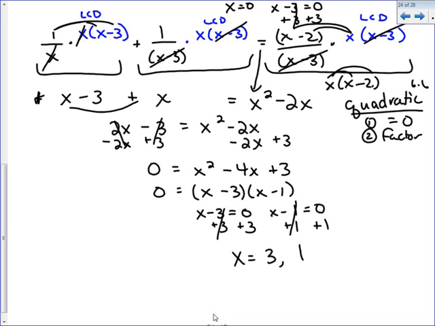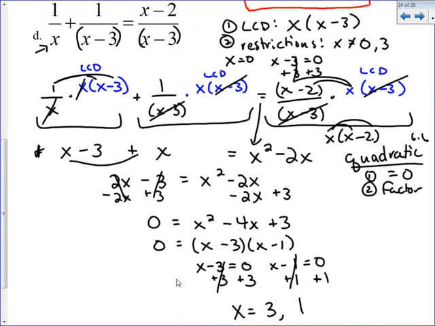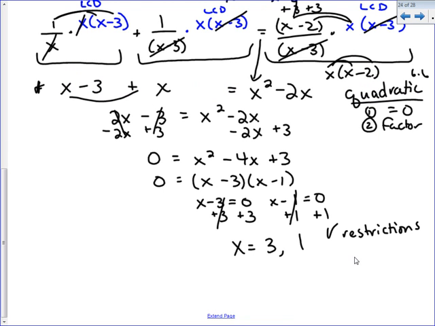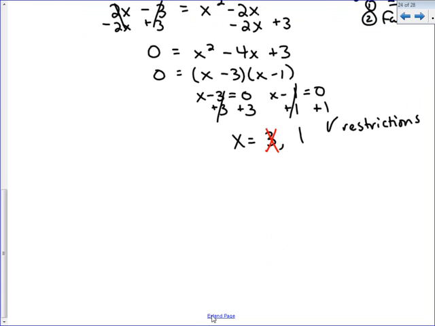Am I ready to box? No. What's wrong with that answer? One of my restrictions is in my solution. So the last thing to do is to check your restrictions. So if I go back up to my restrictions, I had 2 numbers that I said x couldn't be. X can't be 0 and x can't be 3. So if I look at the 2 answers I get to the quadratic, one of those restrictions is here. I said x can't be 3. Do I have any problems with x being 1? No. So that means there's a solution here.